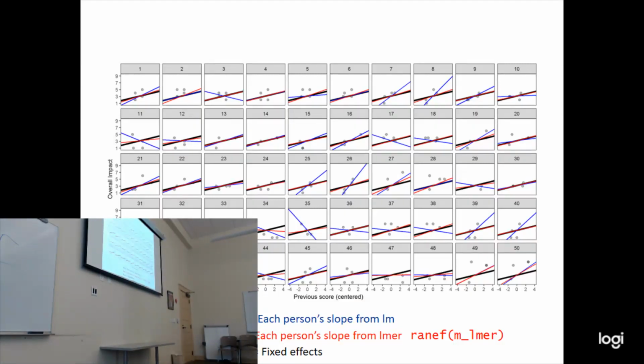Is that good? So when I say shrink towards the common estimate, I mean the intercepts are shrinking towards that 3.1415, and the slopes are shrinking towards that 0.3, whatever it was.